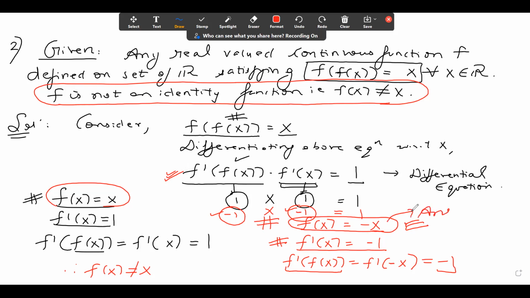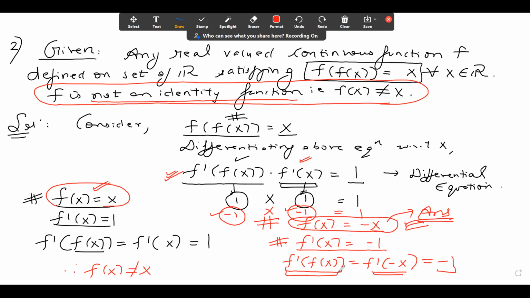So you can clearly see that this is my answer: f of x is equal to minus x. And f of x equal to x cannot be the answer because f should not be an identity function. So f of x must be equal to minus x. And you can see that f of x equal to minus x is satisfying because f dash x is minus 1 and f dash of f of x, it's a composite function, guys. So f dash of f of x will be f dash of minus x because f of x is equal to minus x.